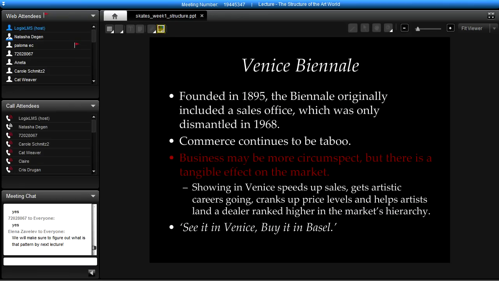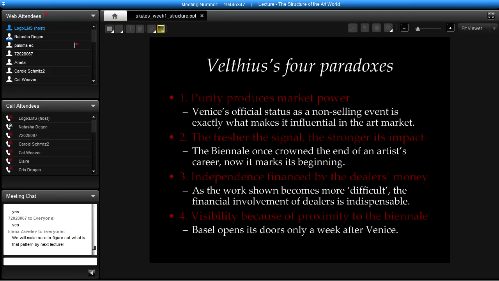Now, the Venice Biennale is, like I said, the oldest and most prestigious of these events, and it has retained its 19th century structure, which is a kind of World's Fair of art, and continues to show contemporary art in nationally themed pavilions. Founded in 1895, the biennial was originally a selling event, which was only dismantled in 1968, and this is actually quite interesting. The perception of commercial and non-commercial events being totally separate has become very important for the art market. And yet, the Venice Biennale was a selling event until fairly recently.